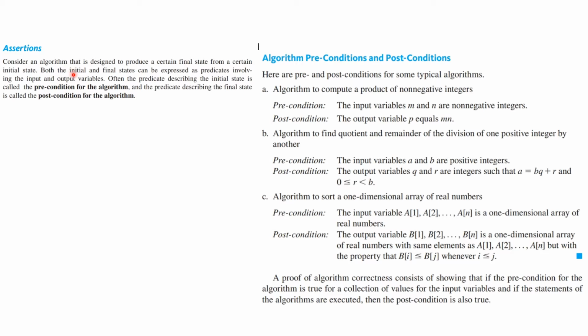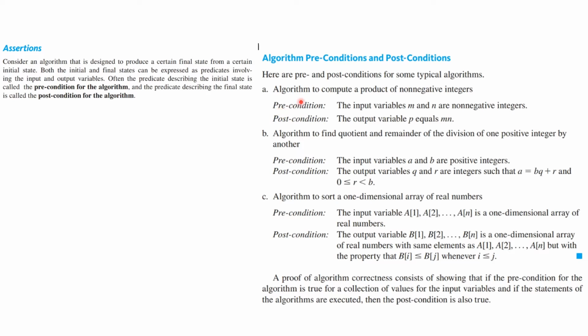All right, so consider an algorithm that is designed to produce a certain final state from an initial state. Both the initial and final states can be expressed as logical predicates involving the input and output variables. Often the predicate describing the initial state is called the precondition for the algorithm, and the predicate describing the final state is called the postcondition for the algorithm.